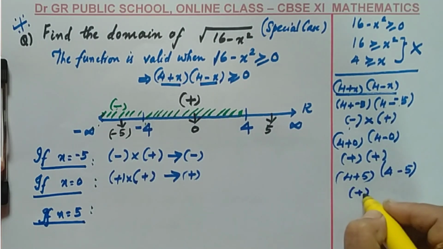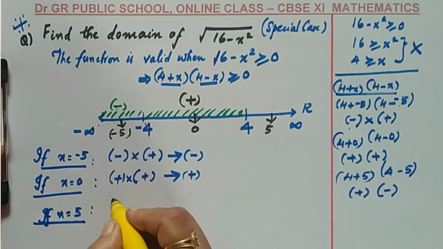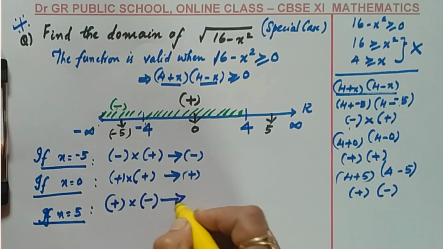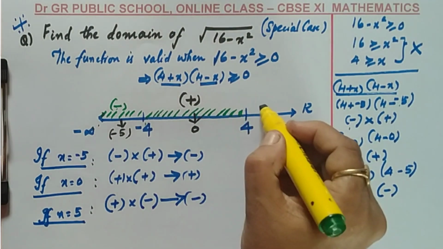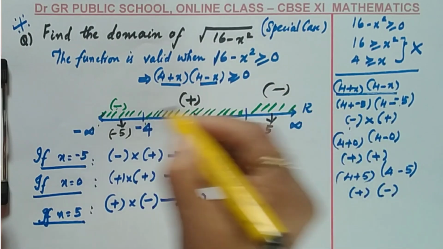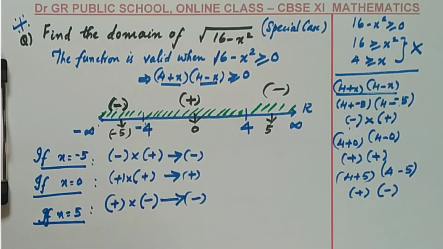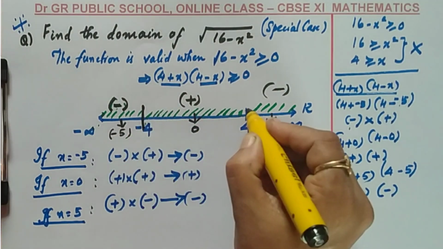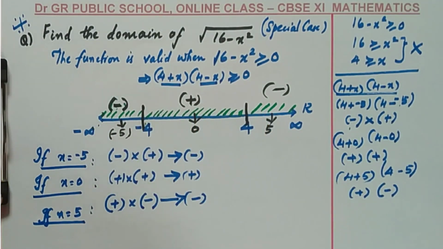The first bracket will be positive, the second will be negative. So, if x equal to 5, the first bracket will be positive into the second bracket will be negative. The ultimate sign will be positive into negative is negative. So, in this interval, the sign will be negative. First interval the sign is negative, the second interval the sign is positive, and the third interval the sign is negative. So now the whole interval gets divided into 3 subintervals and you tested the value for each interval separately.